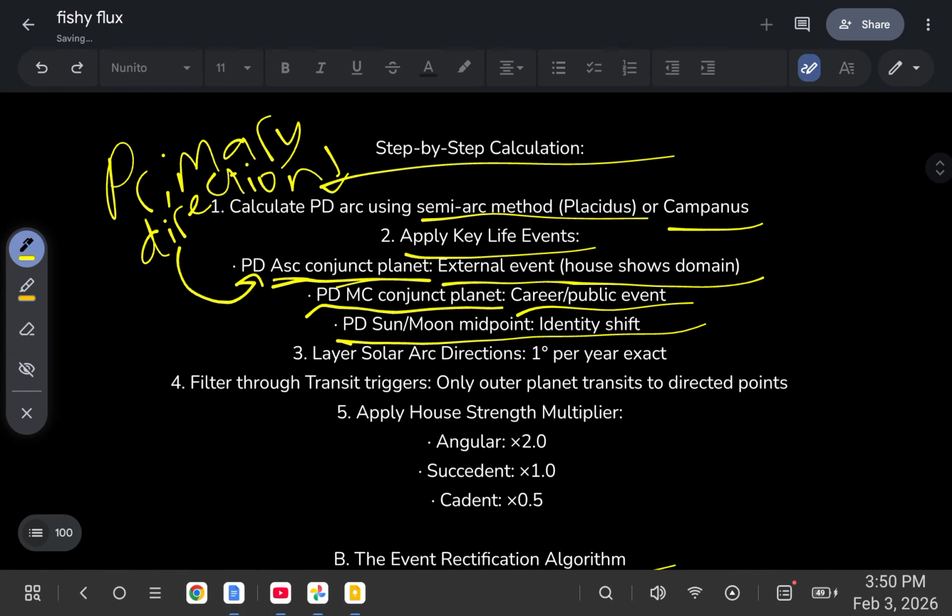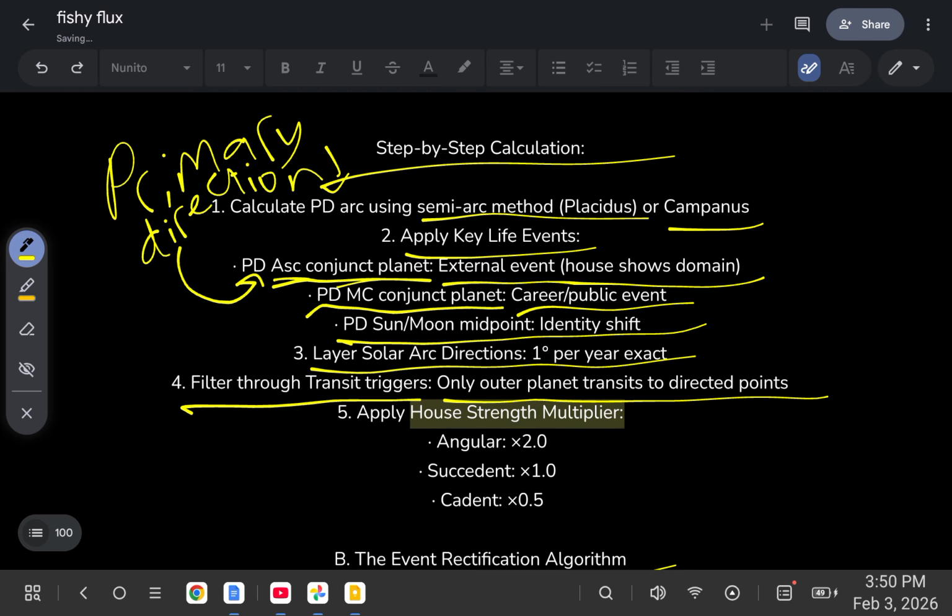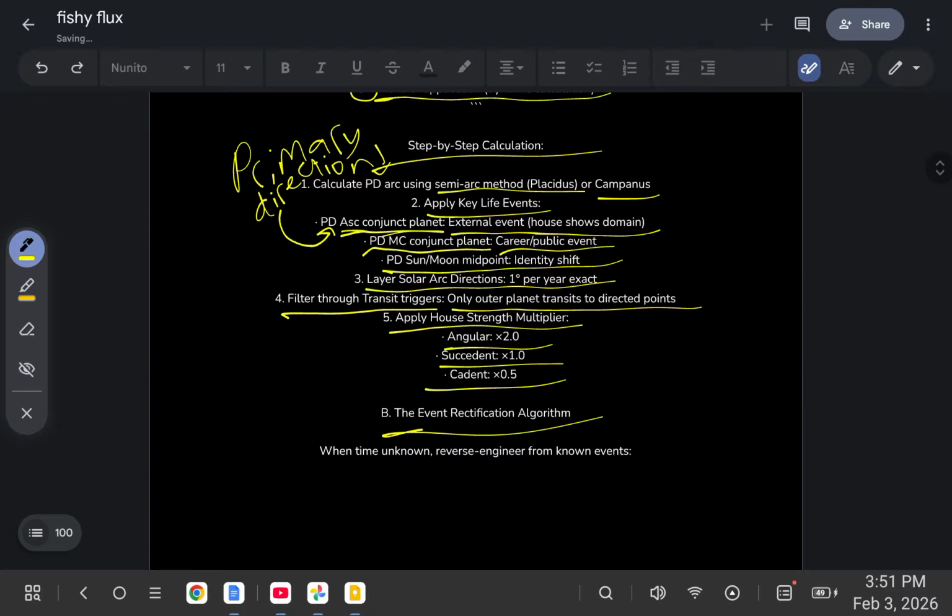Then we layer our solar arc directions, 1 degree per year exactly. And we're going to filter through transit triggers, only outer planet transits to directed points. We apply house strength multiplier: angular multiplying 2.0, succedent multiplying 1.0, and cadent multiplying 0.5.